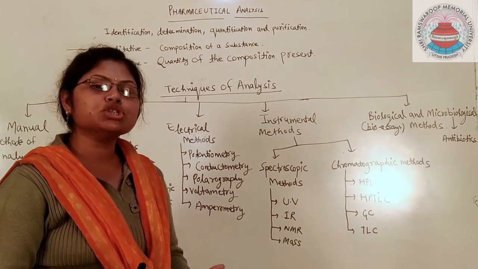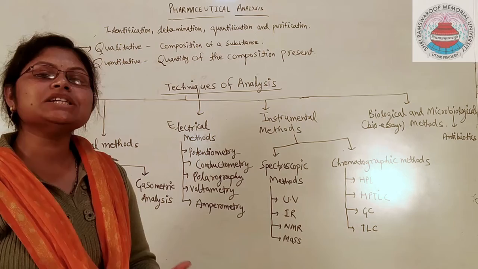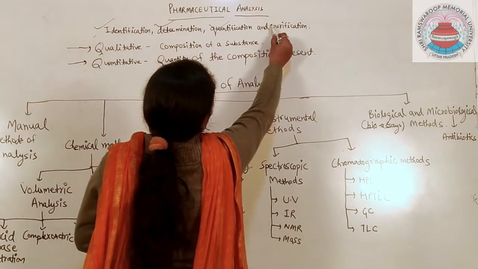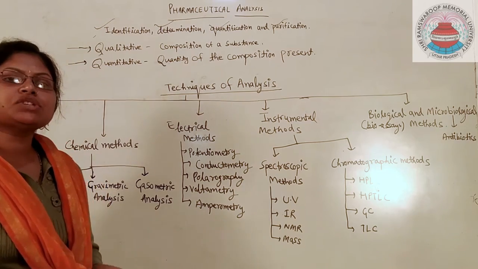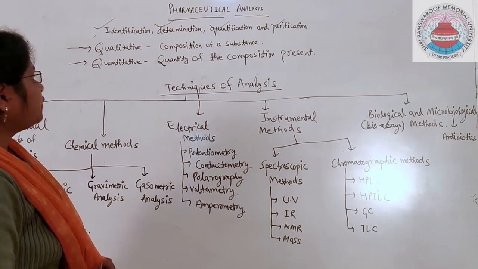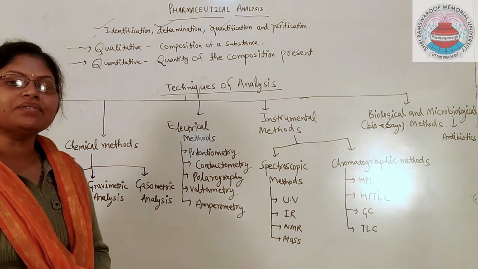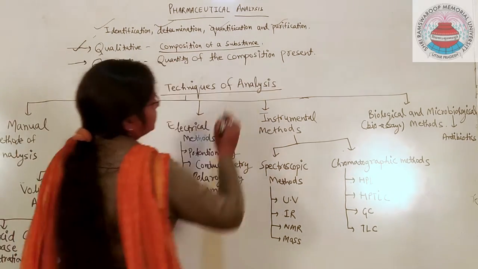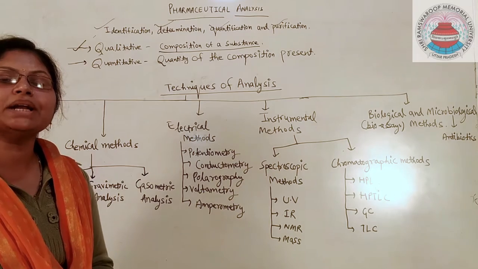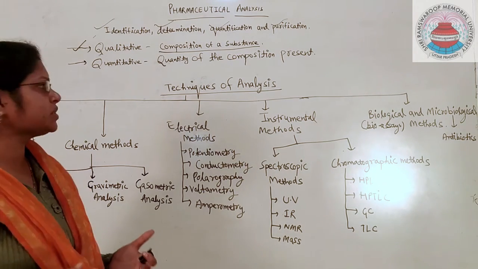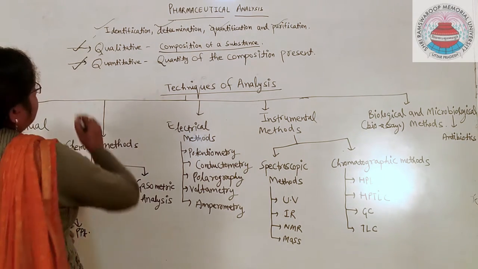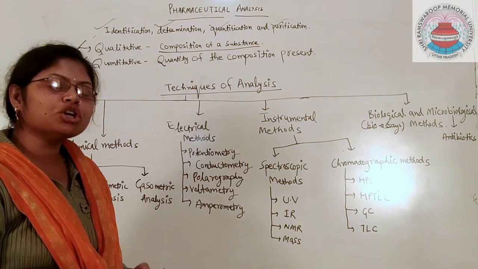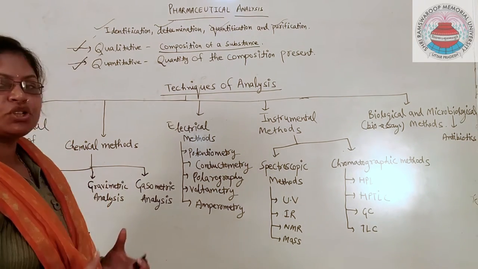Pharmaceutical analysis is a branch of chemistry which involves the series of processes of identification, determination, quantification and purification of a substance. And this branch can be further divided into qualitative and quantitative analysis. In qualitative analysis, we can determine the composition of a substance, depending upon the color, odor and texture of a substance. In the second part, we deal with quantitative analysis, which deals with the quantity of the composition present in the substance.